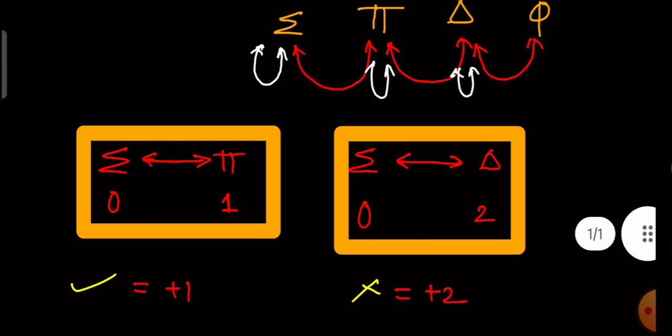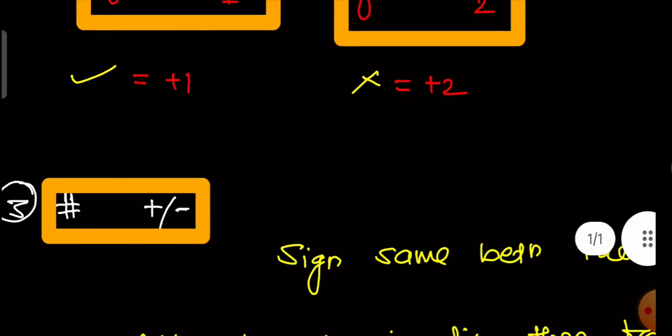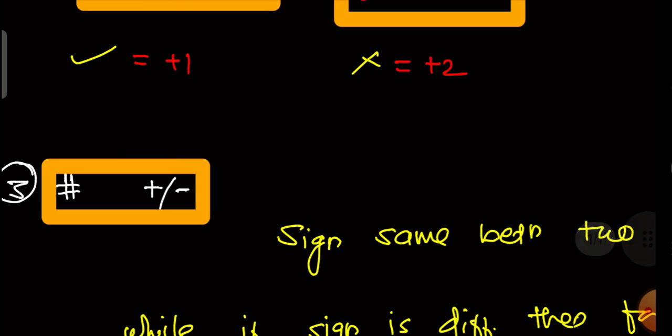Okay, look at this one. Sigma to pi is allowed because the change in quantum number is plus 1. Sigma to delta is forbidden because it is a plus 2. Now the third selection rule is based on sign.